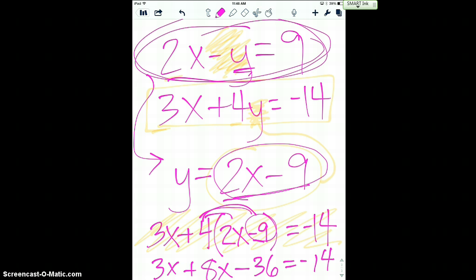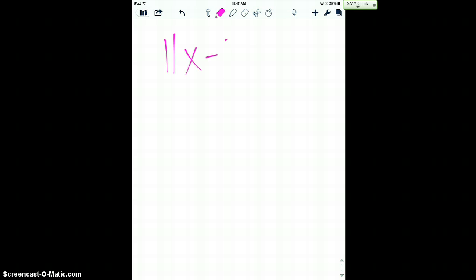And now I'm going to make use of the simplifying combining like terms property. And I'm going to combine these, so I'm still simplifying that left-hand side. And I will be left with how many x's? 11 x's. Minus 36 equals negative 14.